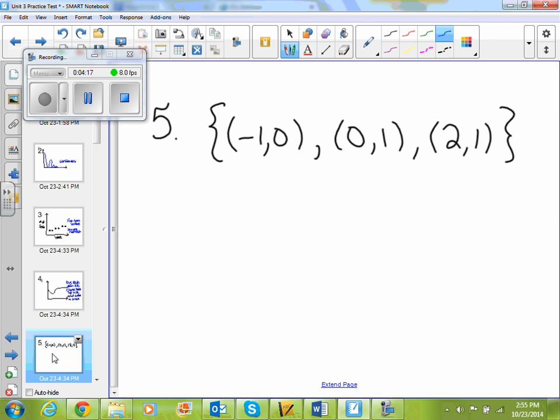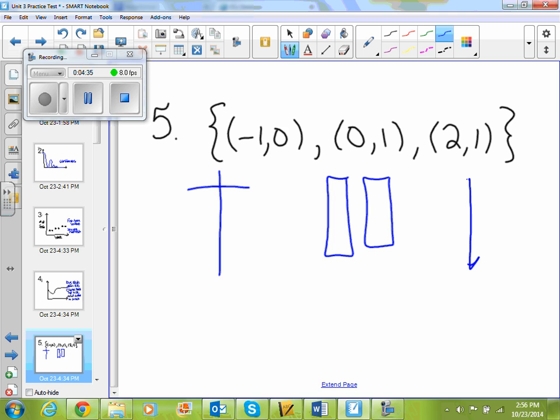Alright. Number 5 says express each relation as a table, a graph, and a mapping diagram. Give the domain and range of each relation. Explain whether the relation is a function. So we've got lots to do on this problem. So we're going to start with doing a table, map, and a graph.